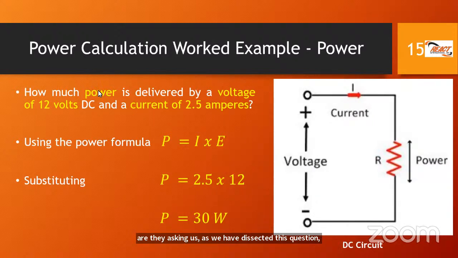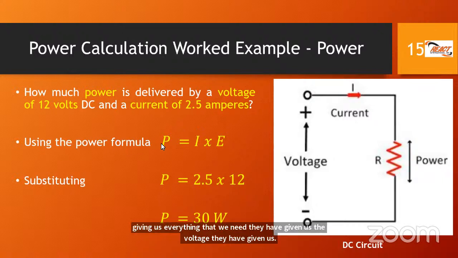We need a formula for power. Power is equal to something. Do we have such a formula? Yes, that's P is equal to IE, or PIE. So we know we're going to be using that formula most likely. And let's see what they have given us to see if we could use that formula. It says delivered by a voltage of 12 volts. So voila, we have E. E is the voltage. And they have told us a current of 2.5 amperes. Are they making life simple for us? Yes, they're giving us everything that we need. They have given us the voltage, they have given us the current.